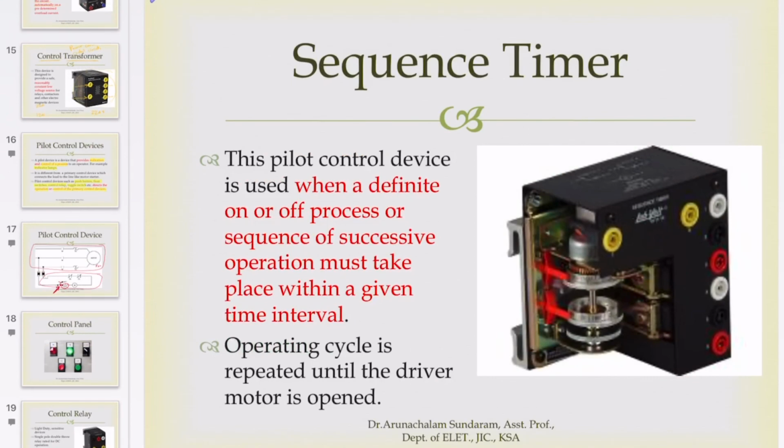Slide number 20 talks about sequence timer. By the way, this is also a pilot control device because it controls the process. It is used when a different on or off process or a sequence of successive operations must take place within a given time interval. Let me give you an example. If you have a motor and you would like to run the motor for 4 seconds, then stop it for 2 seconds, and you need this process to be repeated, this is the kind of device that you will need.